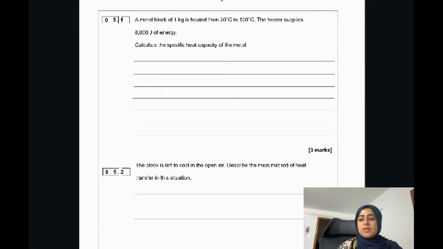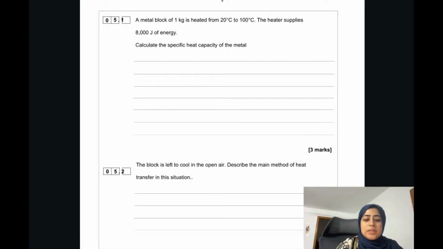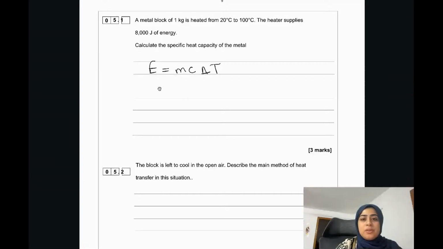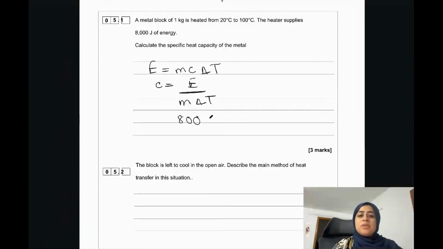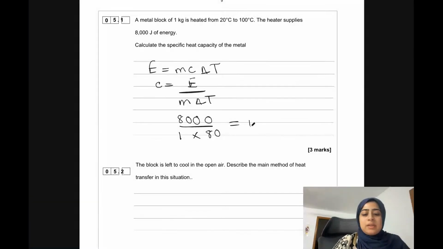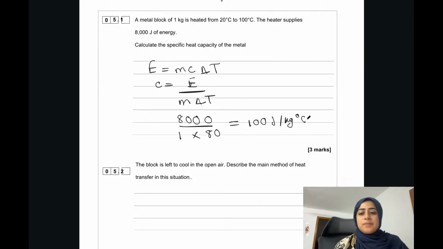Okay, so we know that the formula for specific heat capacity is E equals mc delta T. This particular question, though, you have to rearrange. So you have to find c. So you have to do E, which is 8,000 joules, over m delta T, or delta theta. So it'd be 8,000 over 1 kg times 100 minus 20, because you want delta theta, that means the change in it. So that is just 100 joules per kilogram degree Celsius.